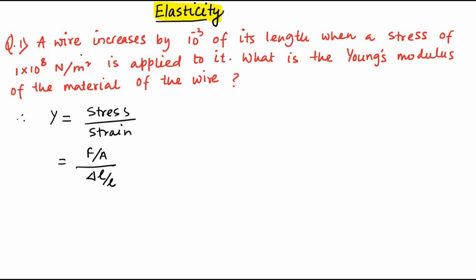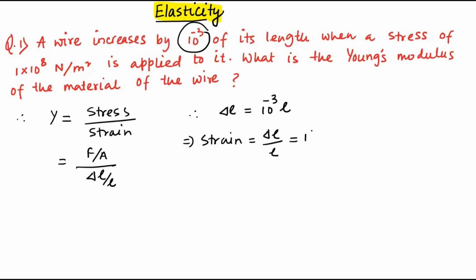Now, according to this question, it is said a wire increases by 10 to the power minus 3 of its length. That means here the change in length delta L is equal to 10 to the power minus 3 of L. So we know that strain is equal to delta L by L, and that is 10 to the power minus 3. Another given data is stress, which is equal to 1 into 10 to the power 8 Newton per meter square.